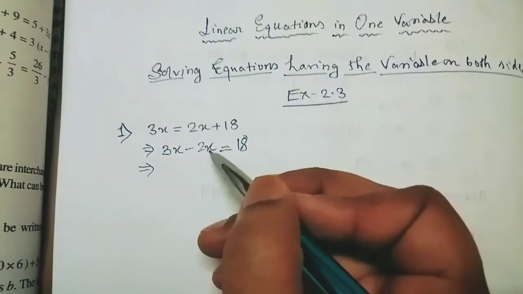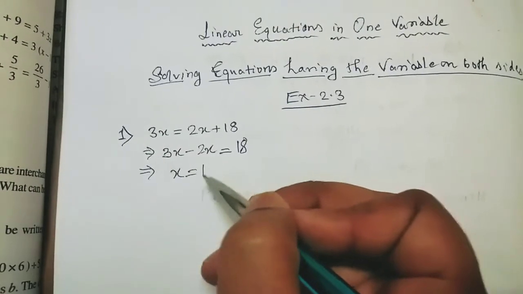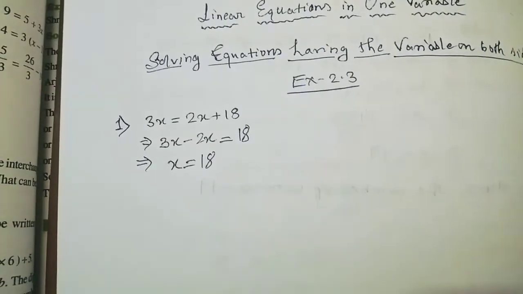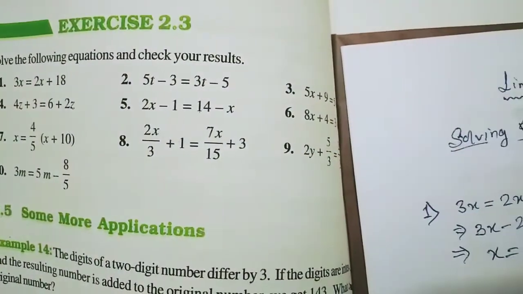And 3x minus 2x, you know what it is? 1x, that means x only. And the answer is 18. So simple. Very simple, right? Now let's do question number 2.